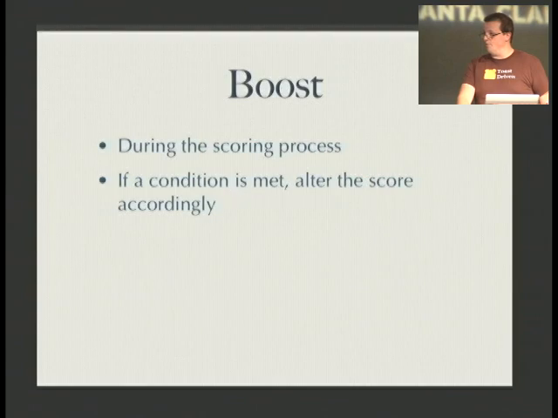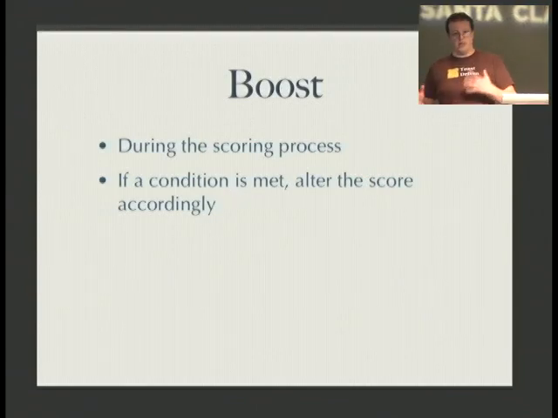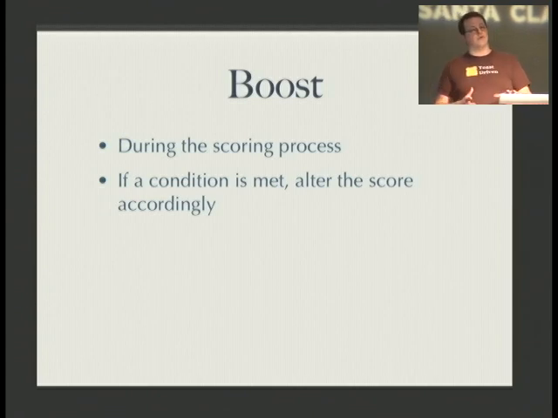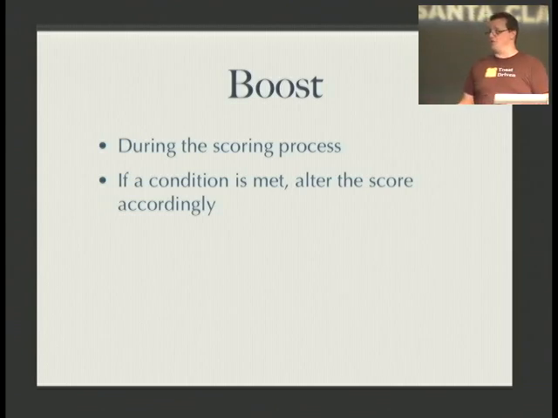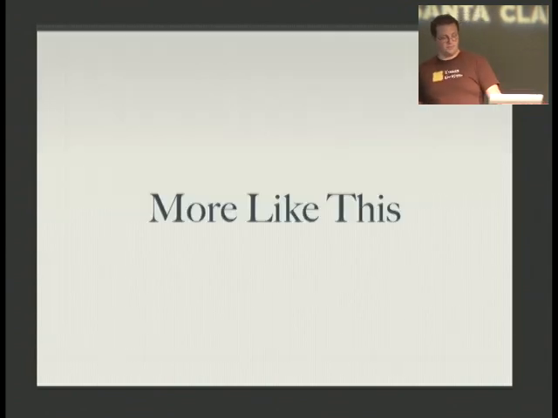Boost happens during the scoring process. Literally, it's just saying, hey, we've got a score that we generated, but we want to artificially bump things up, so Bob gets a bump up. If it's matched, you just tweak the score. It'd be literally nothing more than modifying the BM25 relevance score.